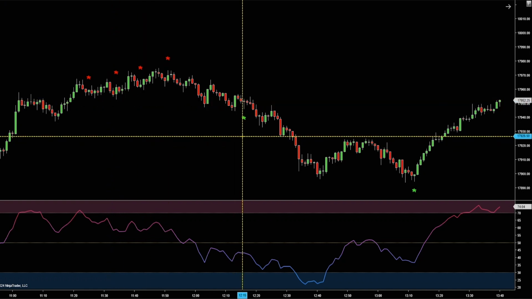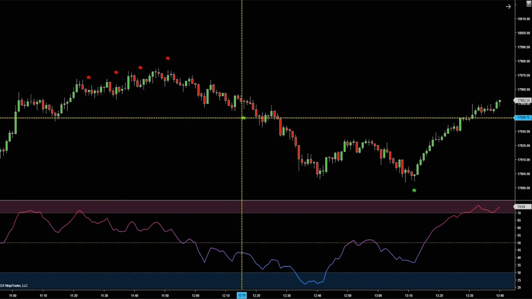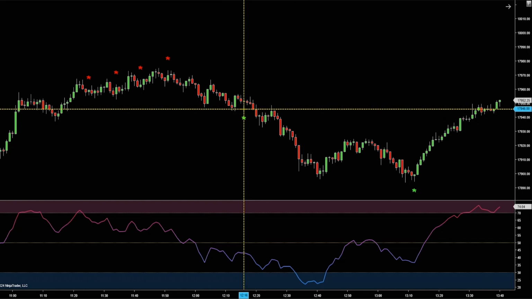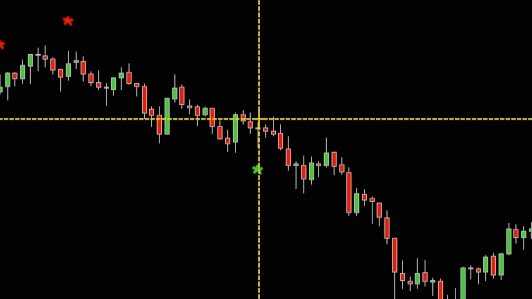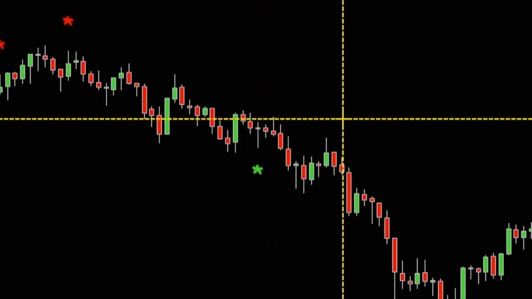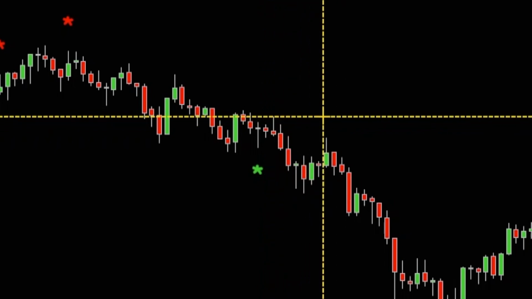Same thing with this bullish divergence on the RSI. We get the signal right there. We never close above. We never get a close above that.